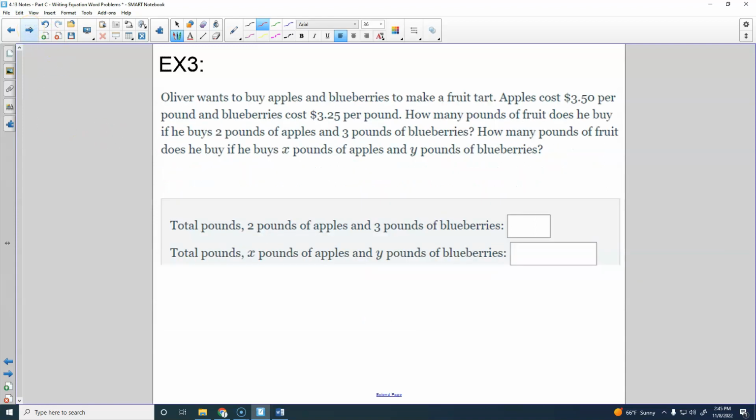Okay. Oliver wants to buy apples and blueberries to make a fruit tart. Apples cost $3.50 per pound. Blueberries cost $3.25 per pound. How many pounds of fruit does he buy if he buys 2 pounds of apples and 3 pounds of blueberries? How many pounds of fruit does he buy if he buys X pounds of apples and Y pounds of blueberries? I think this one's terribly tricky.